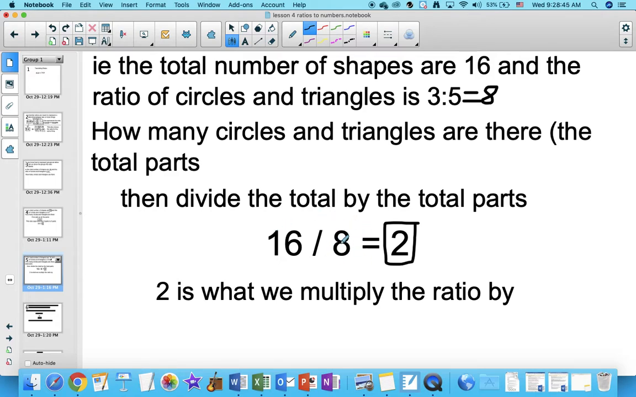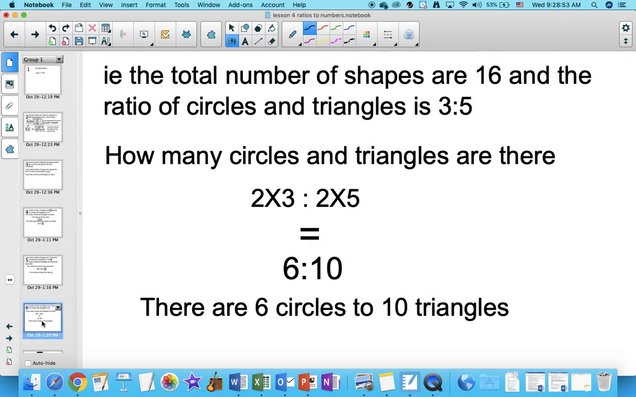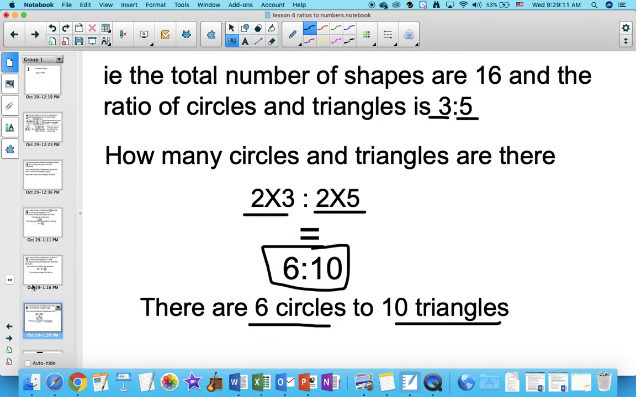If every part is 2 shapes, then I have 16 shapes. So far, so good. So I have this 2. What do I do with this 2? Well, again, we know our circle and triangle ratio is 3 to 5, which means 3 parts circles and 5 parts triangles. So I multiply it by the 2 that I got. 2 times 3, 2 times 5, 6 to 10. So I have 6 circles to 10 triangles.